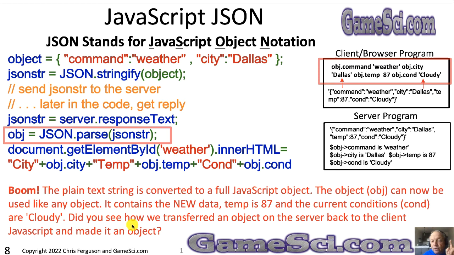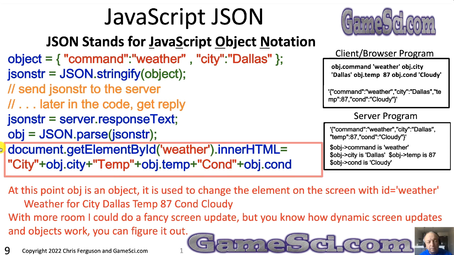Did you see how we transferred an object on the server back to the client and then JavaScript made it an object? We received the string first, then converted the string to an object, and now we have this lovely object on the browser side where the command is weather, the city is Dallas, the temperature is 87, and the conditions are cloudy.